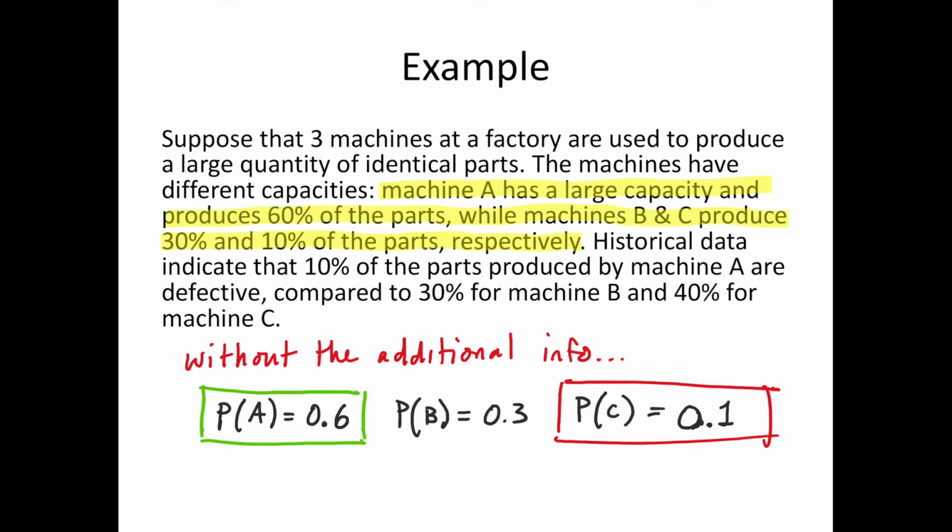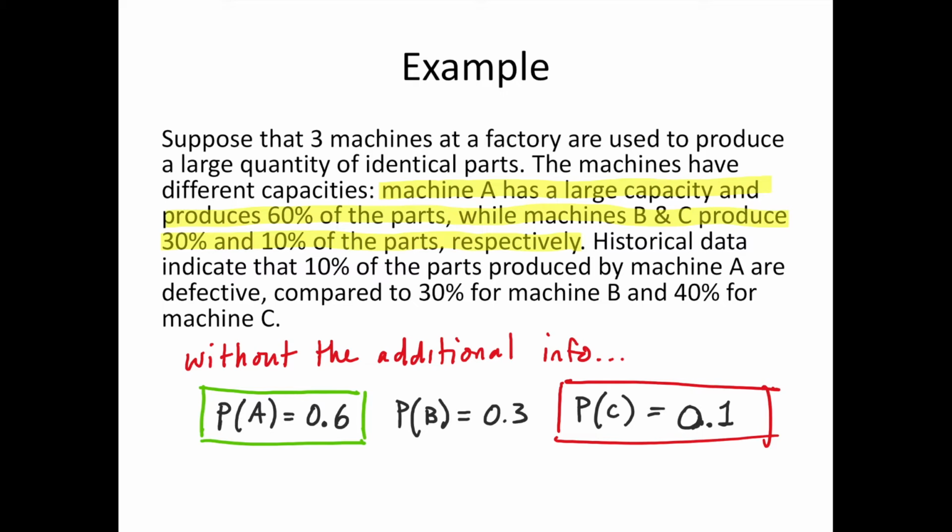Now, if I'm going to randomly select a part from the total, that proportion, 60%, then becomes a probability using the classical approach to probability, where all outcomes are considered equally likely. So on the bottom here, you see that I assign probability of event A, which will just be machine A producing the part, equal to 0.6, 60%. Machine B has a probability of 0.3 of producing the part. And the probability that machine C produces the part is 0.1 or 10%.